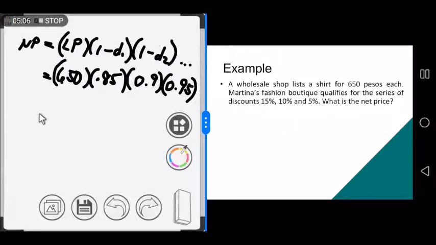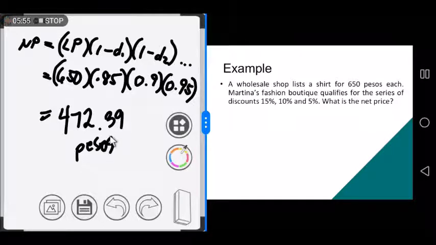Okay, so get your calculators and multiply the following numbers. So our answer will be, sulat na lang natin, 472. Let us round it off to the nearest hundredths. So it's 38. Ang kasunod niya is 7, so magiging 39. Okay, so unit will be in pesos. Ayan, so this will be our net price.